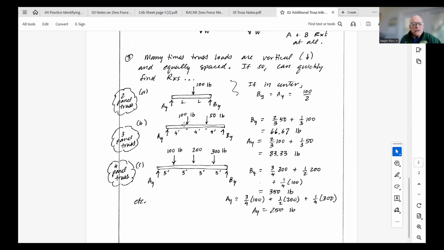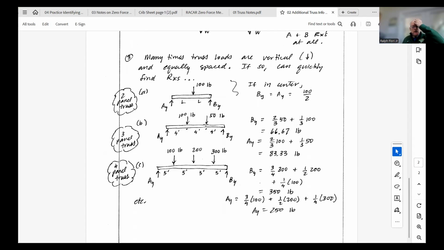What if you've got two loads that are equally spaced on a 3-panel truss? What percentage of this 100 is AY going to carry? And what percentage of the 50 is BY going to carry? Well, you can tell by looking at it that BY is going to carry 2/3 of the 50 and 1/3 of the 100. AY is going to carry 2/3 of the 100 and 1/3 of the 50.